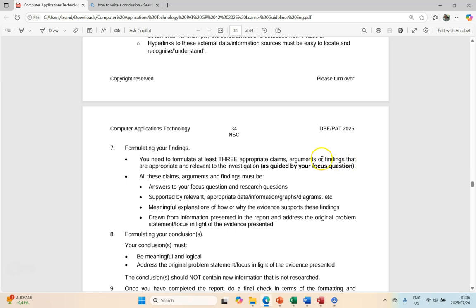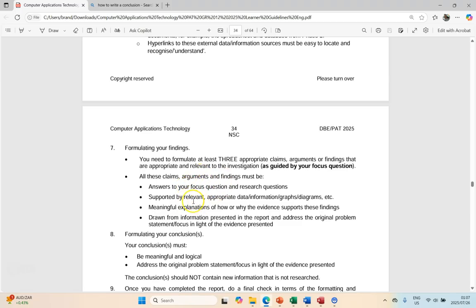And the key here is your focus question. What is your focus question? What are you trying to find out? All these claims, arguments, and findings must be answers to things related to the focus question and research questions. You might not have any research questions that you particularly had to find out information. At the most, we need to look at that focus question.